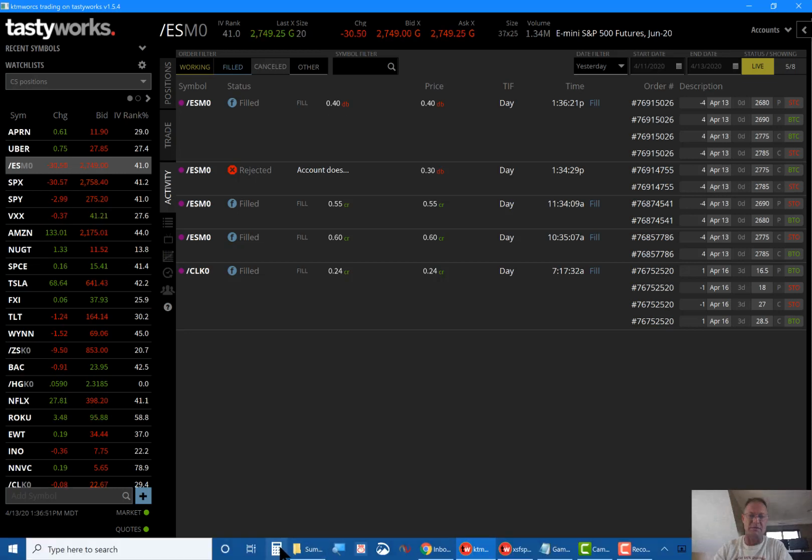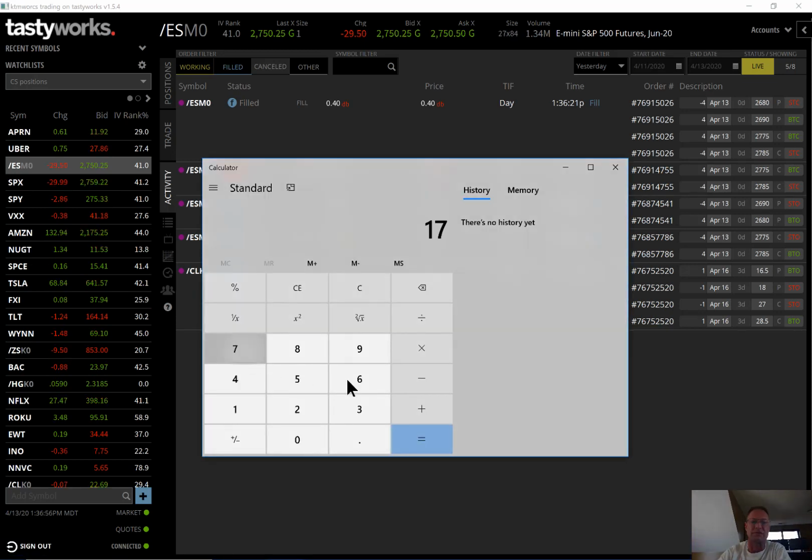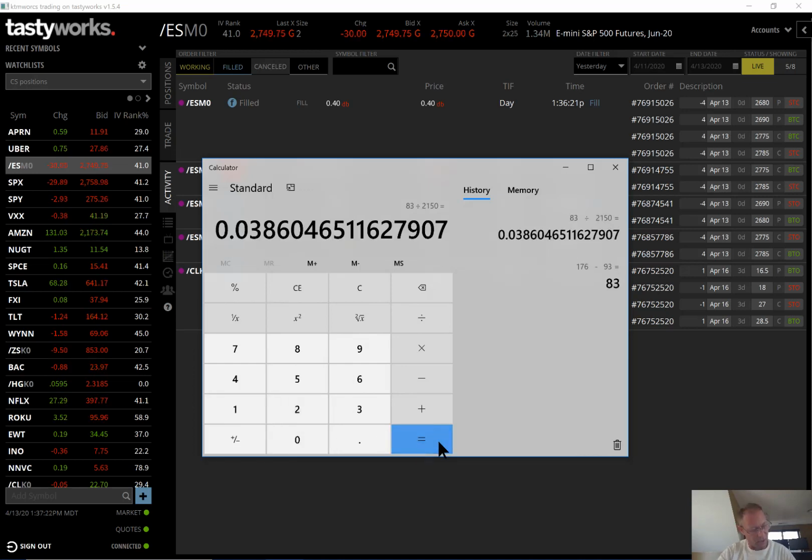Let's see where that ends us for the day. We brought in a total credit net of commissions. This is always net after fees and commissions. This is what goes into our pocket, minus taxes, of course. 176 is what we brought in. Subtracting 93 gives me an $83 profit. I'm just writing this down. $83 profit on our 2150, divided by 2150. 3.8%, about 3.9% for the day. That's right where we want it to be.